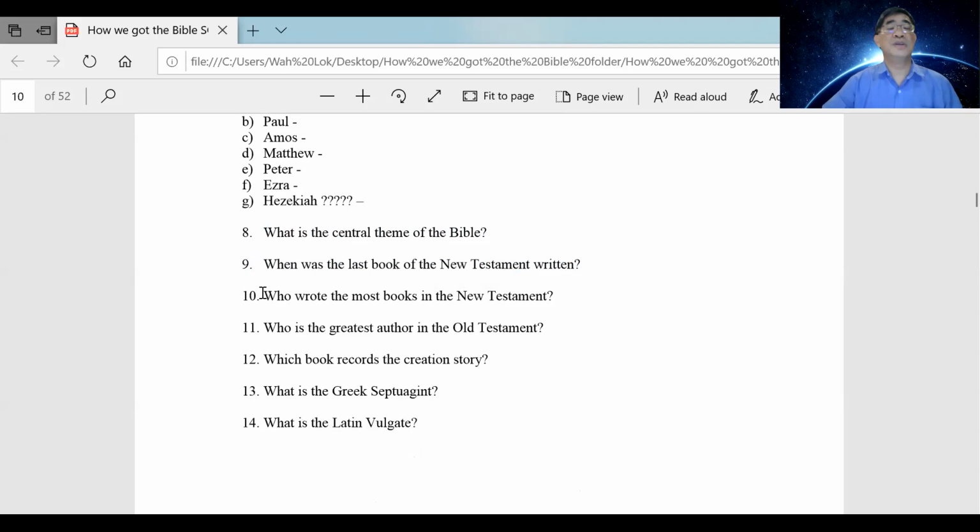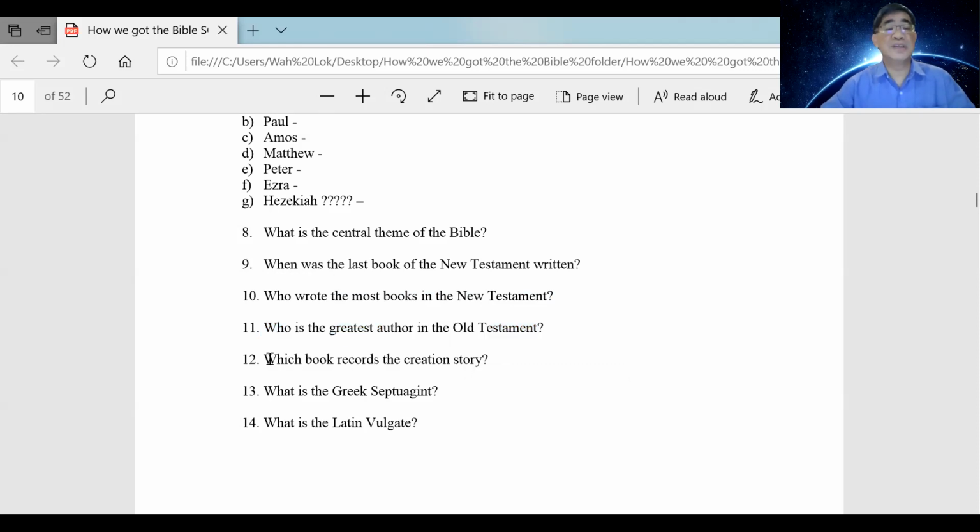Next question. Who wrote the most books of the New Testament? The greatest author of the New Testament is Paul, could be 13 or 14 books. Who is the greatest author of the Old Testament? None other than Moses. Genesis, Exodus, Leviticus, Numbers, Deuteronomy. The Torah is the most important books of the Old Testament, and it's written by Moses.